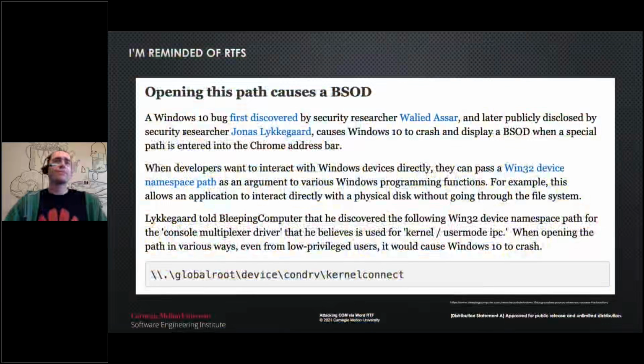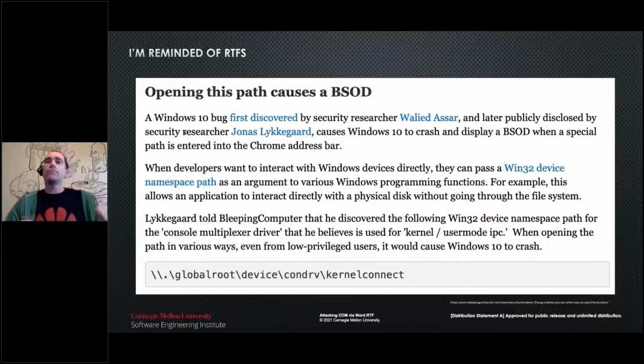So there was a researcher, I'm trying to think of when this was, maybe a couple months ago. Jonas L. had mentioned, hey, there's this global root path, and if you ever reference that path, it will crash Windows. And I started thinking, wait, when I was messing with RTFs, there was an aspect where you could reference where that object was hosted.